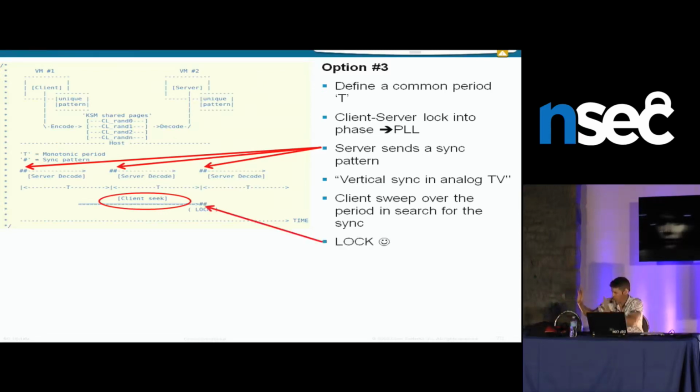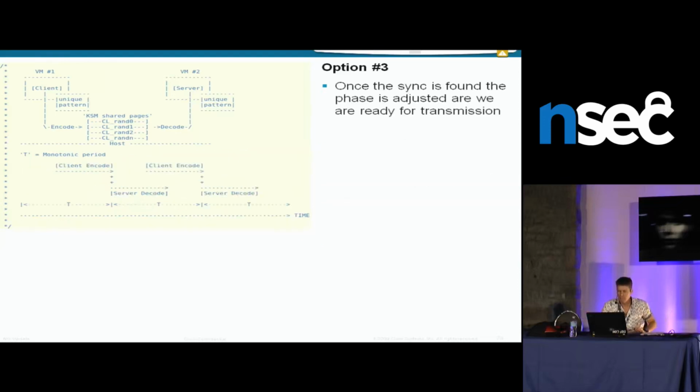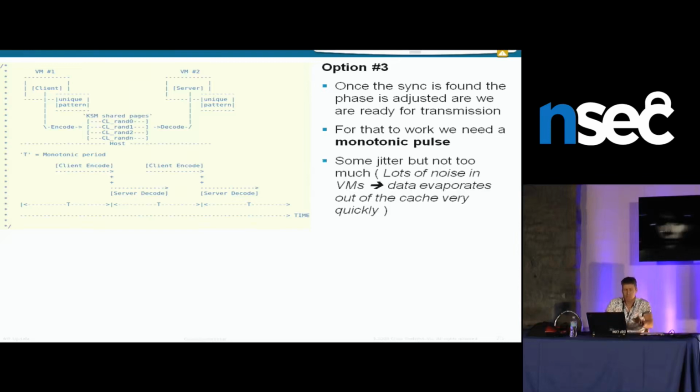So once the client finds the sync pattern that the server is using, it locks on the phase. And this is where we can do our transmission. But the big problem I had, and that's the key aspect to my design, is that for that whole thing to work, we have to have a monotonic pulse. It means that the server and the client have to stay kind of in phase.